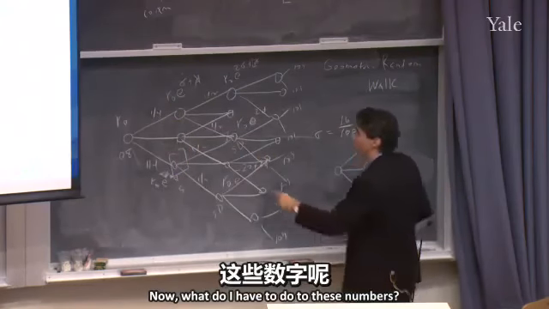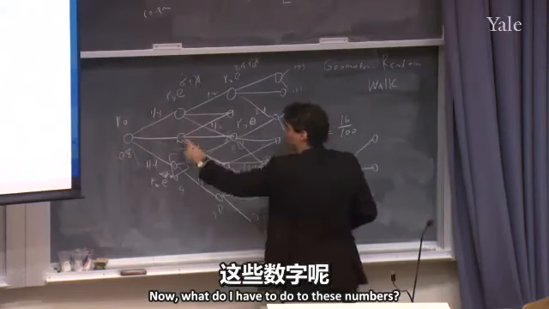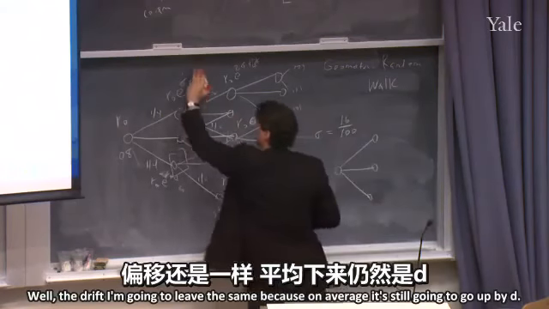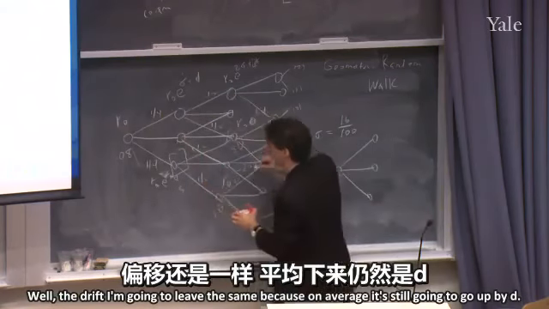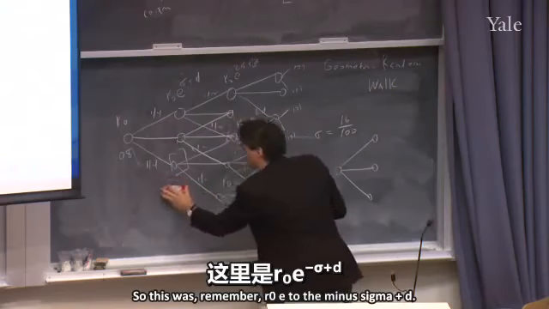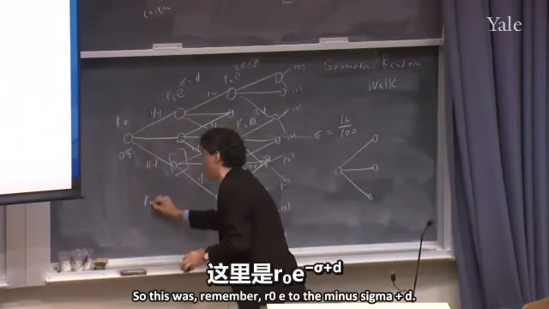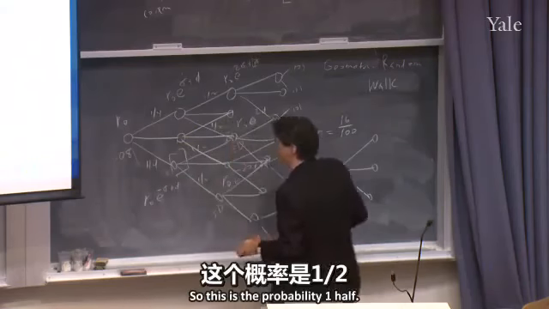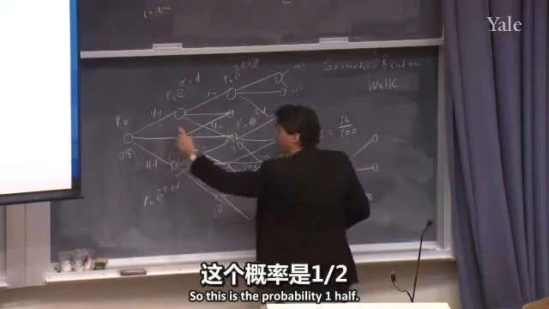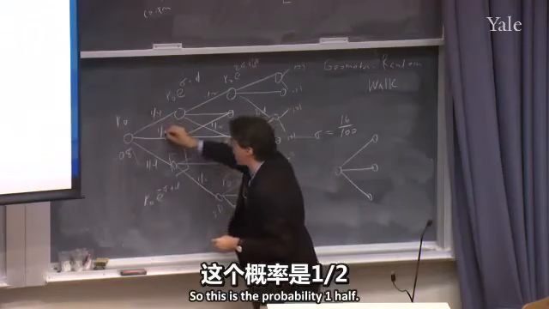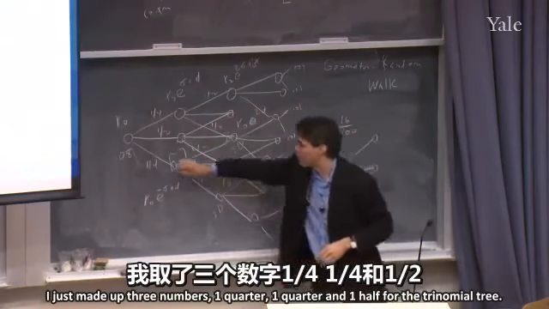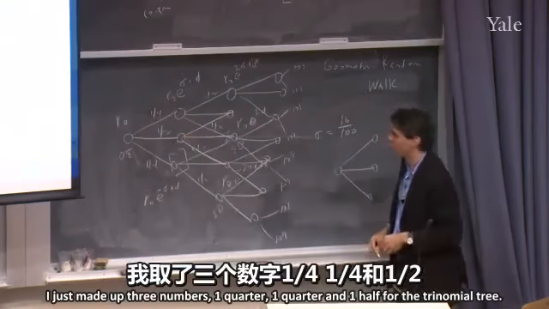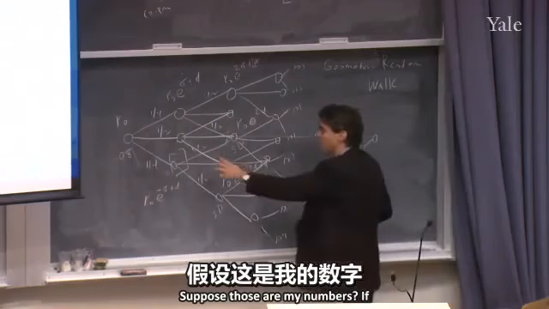Okay, now what do I have to do to these numbers? Well, the drift I'm going to leave the same, because on average it's still going to go up by d. Remember, this was r0 e to the minus sigma plus d. This has a probability of a half. I just made up three numbers, a quarter, a half, and a quarter, for the trinomial tree. Suppose those are my numbers.